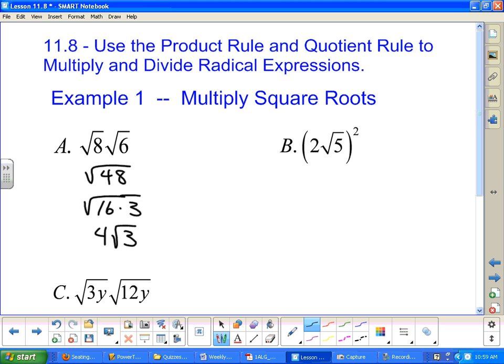Letter B. Quantity 2 square roots of 5 squared. Okay, we're going to look at this 2 different ways. First of all, what does it mean for something to be squared? Okay, multiply it by itself. So this means we have 2 square roots of 5 times 2 square roots of 5.